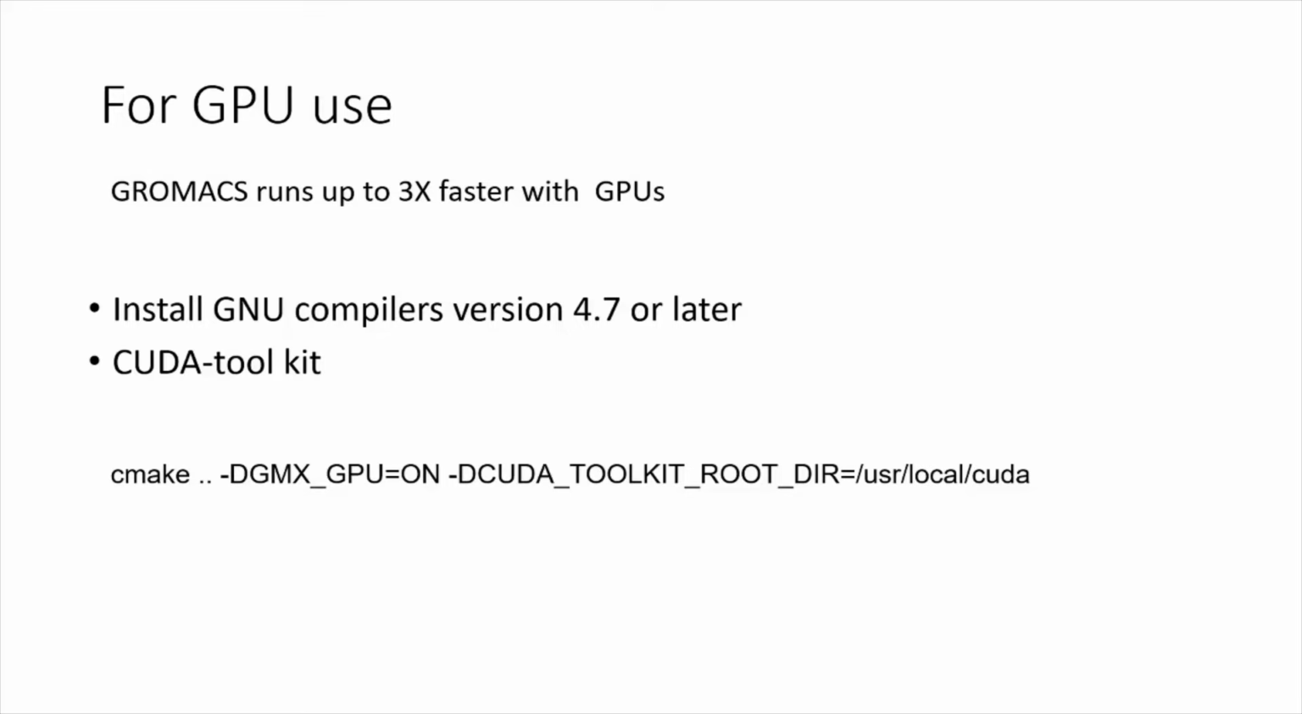If you're able to run Gromacs on a graphical processor unit, Gromacs can run three times faster on a system accelerated with the GPU. To install this GPU support, you have to install the GNU compiler, which should be version 4.7 or later, and you have to install the CUDA tool. Depending upon the type of graphical card you're using, you're going to get different kinds of versions there.